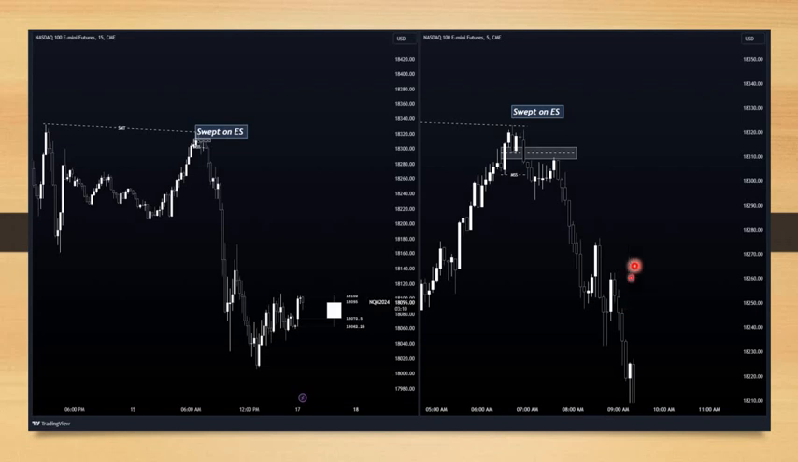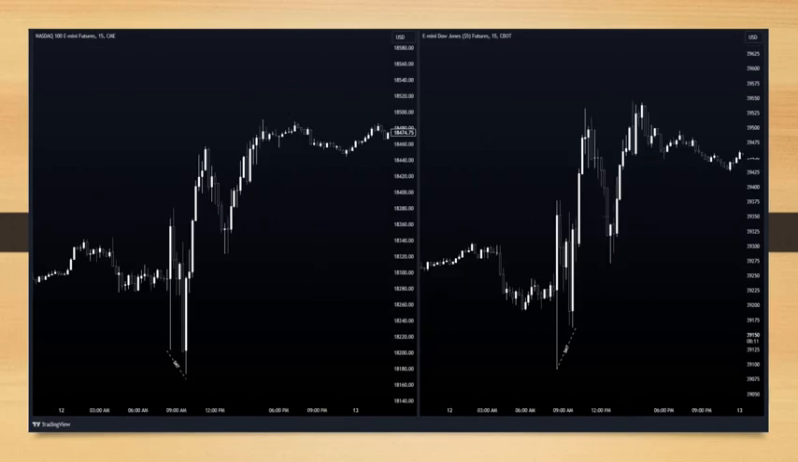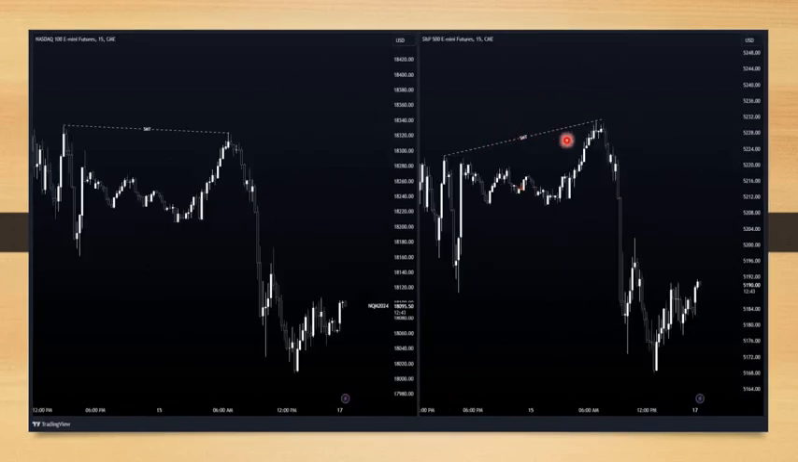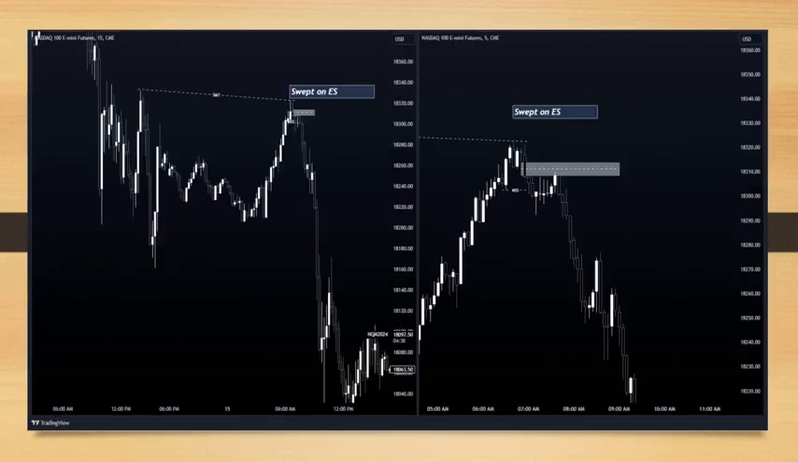You guys can come back, review what you could have done better, and you can see that the SMT is what you could have done better. You could have spotted the SMT beforehand, translated the sweep of buy side liquidity on ES onto NASDAQ, to then translate that sweep into creating a 2022 model setup for yourself.